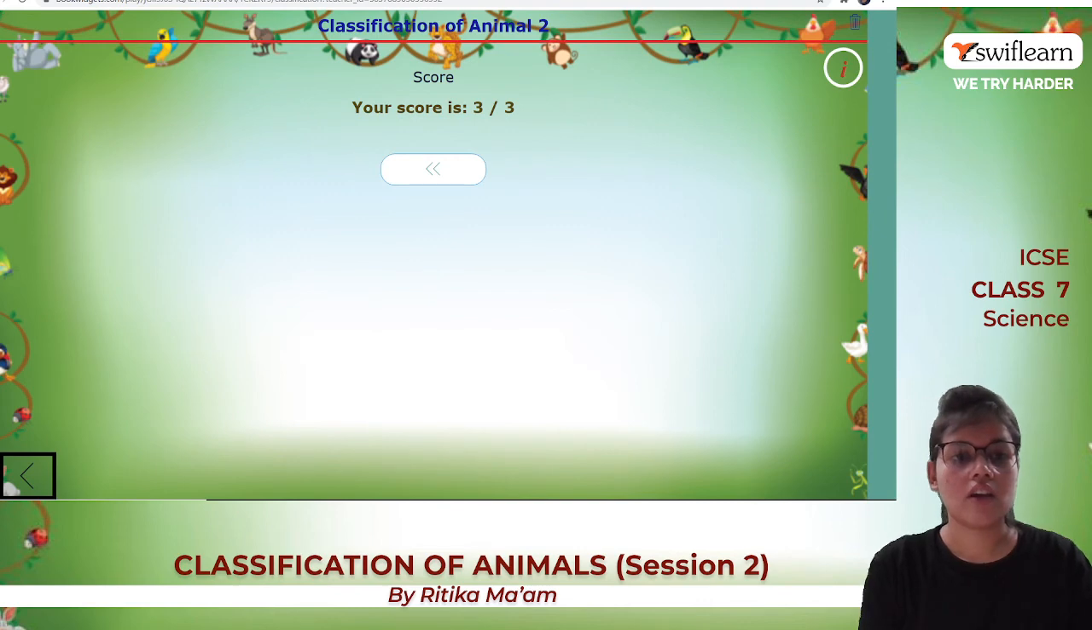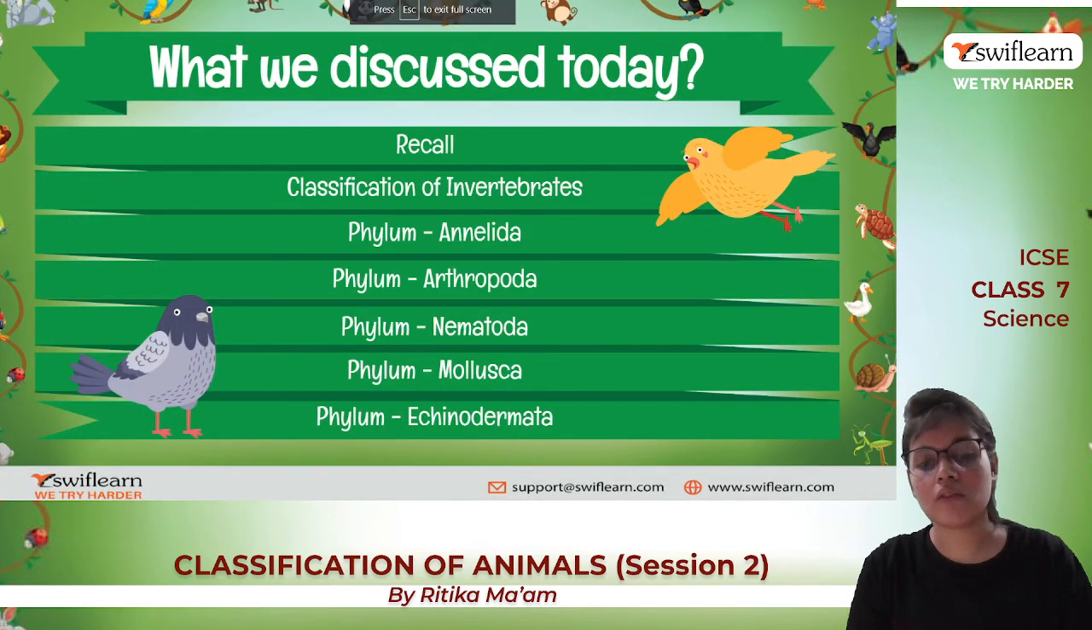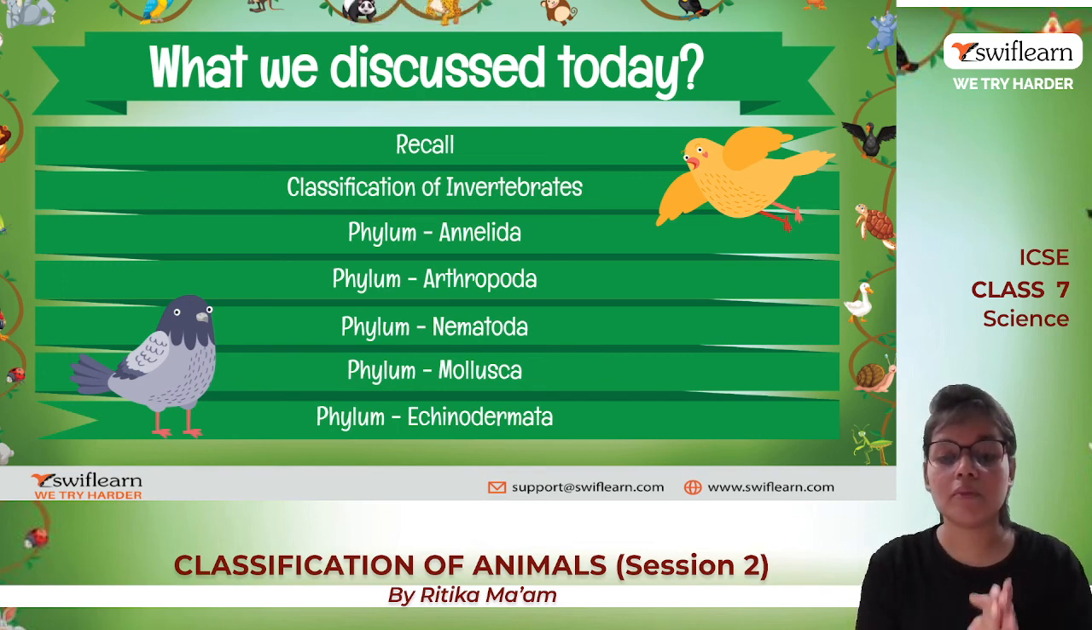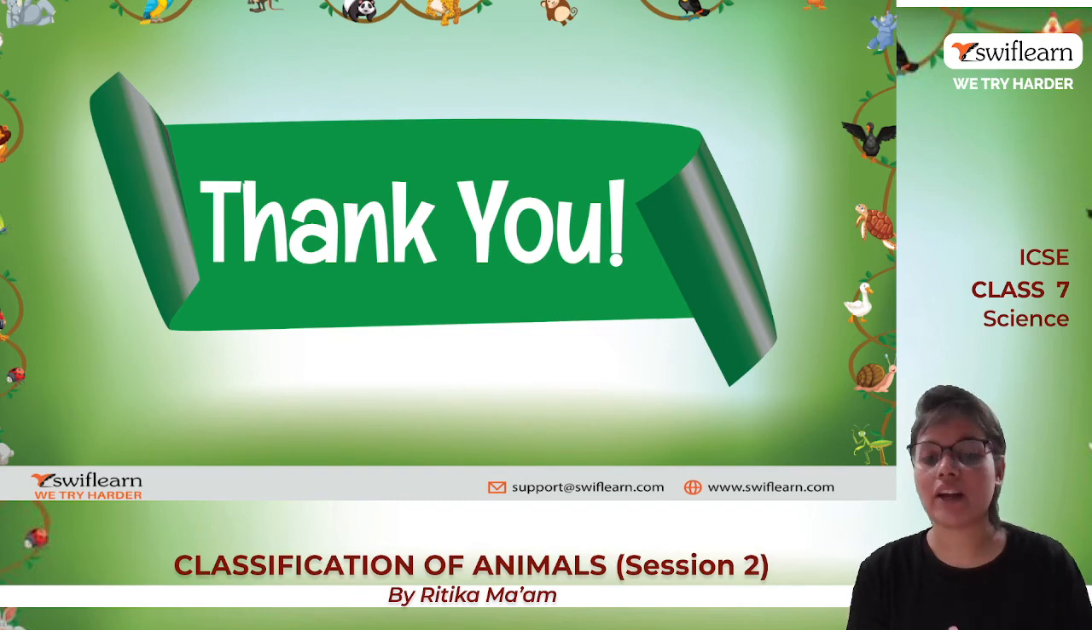Okay, so what are the things that we learned today? We learned about invertebrates, in which we focused on Annelida, Arthropoda, Nematoda, Mollusca, and Echinodermata. I hope you have understood this, and we will be taking this session further, in which we will be studying a bit more about kingdom Animalia.